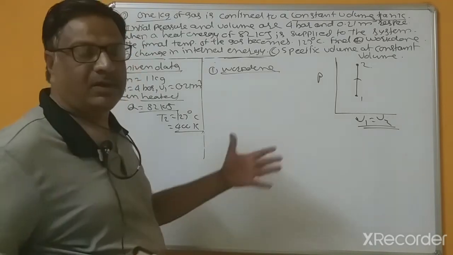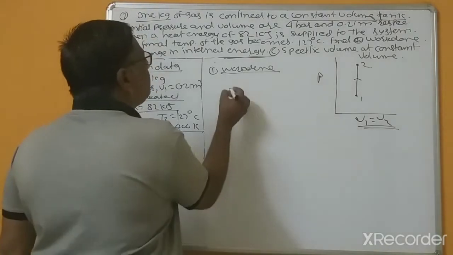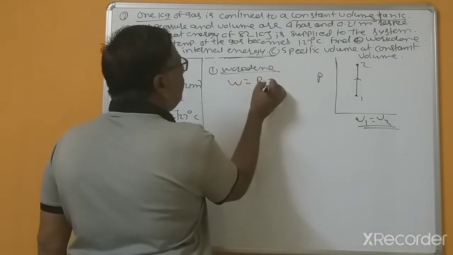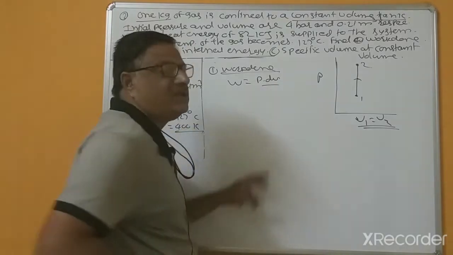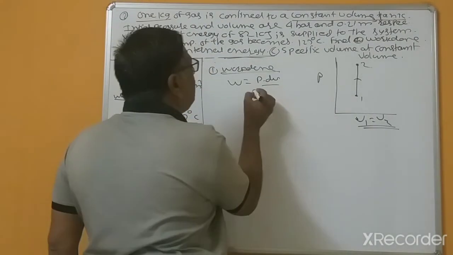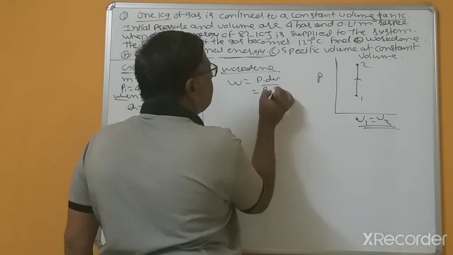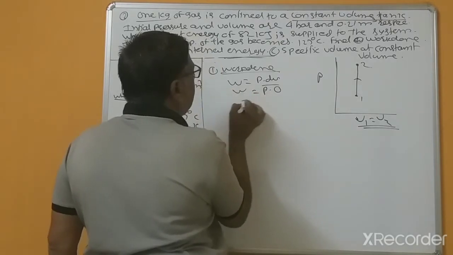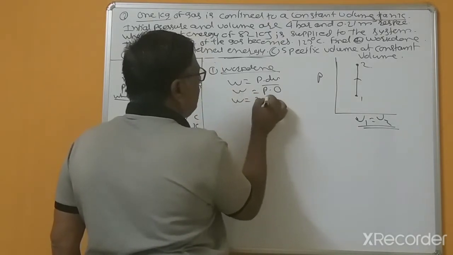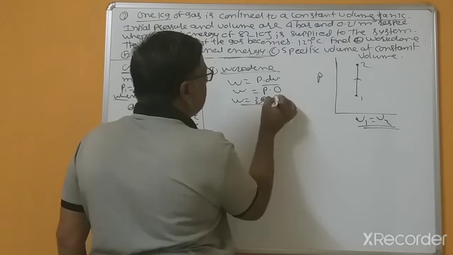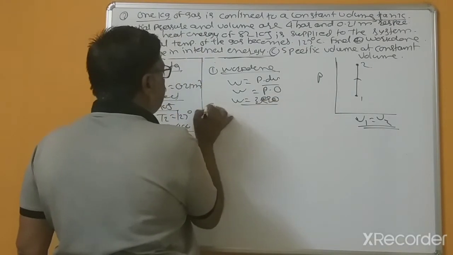So work done, what is the formula? Work equal to P dV, and this dV equal to 0, so pressure multiplied by 0. So work done equal to 0. So this is our first answer.